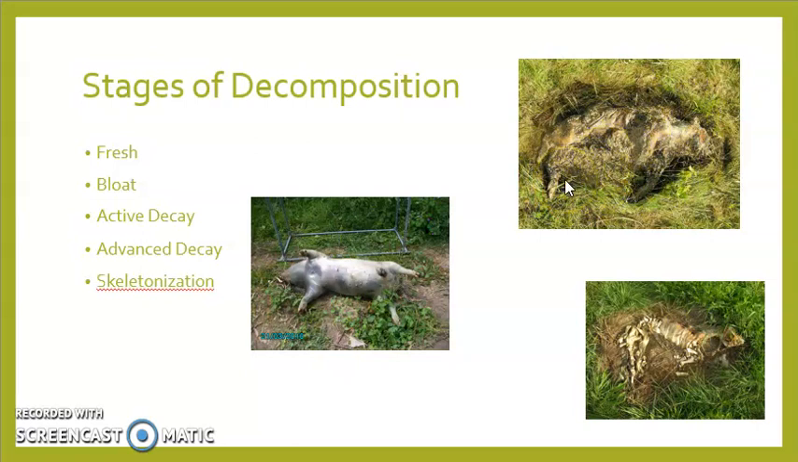So when you're looking at this, you're not just looking at the remains, you need to be looking at the surrounding environment as well. This is somewhere between advanced decay and skeletonization. You still see this death of the surrounding vegetation. It's mostly bone. There might be some cartilage, maybe. It looks like there's some sort of soft tissue elements remaining, but for the most part, this is just a skeleton.